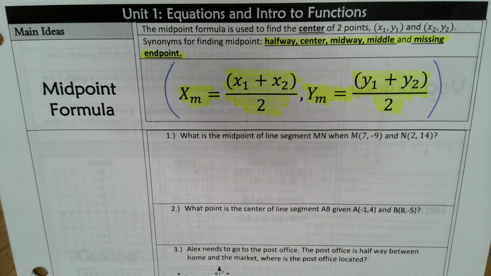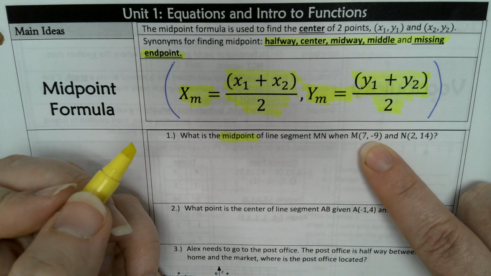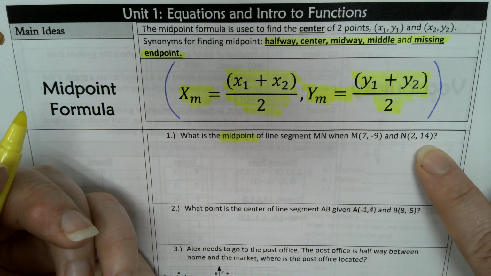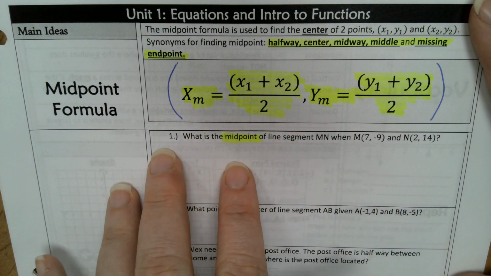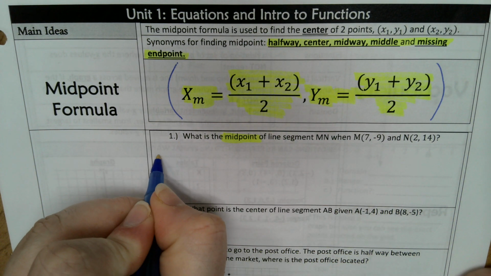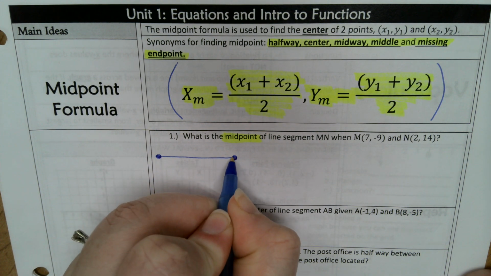So number one says, what is the midpoint of line segment MN when M is located at 7, -9, and N is located at 2, 14? All right, so I could grab some graph paper and I could graph this, and I could, if this were multiple choice, try to graph my answer choices and see which one looks like it's in the middle, in the center. I'm going to do a sketch, okay? So off to the side, I'm just going to do a quick little sketch. It's not going to be detailed or very accurate. It just gives me an idea of what we're working with.